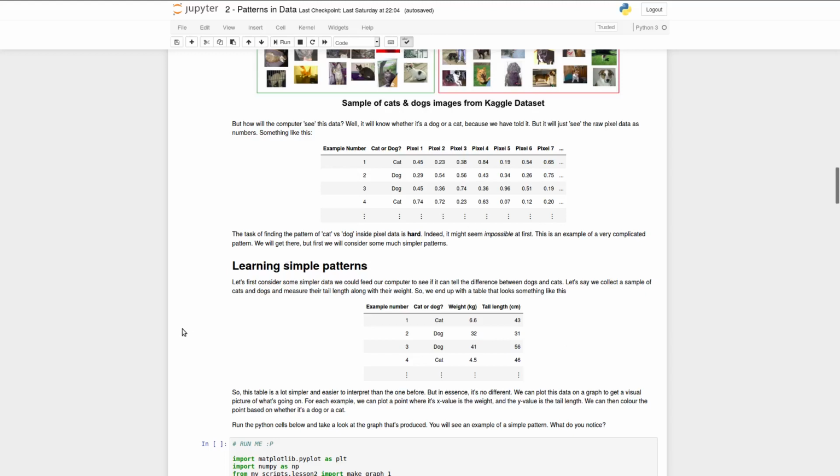So we're going to start to think about how we might be able to learn the class. This is an example of a classification problem. We've got two discrete classes, cat or dog, and we want to be able to tell the difference between them.